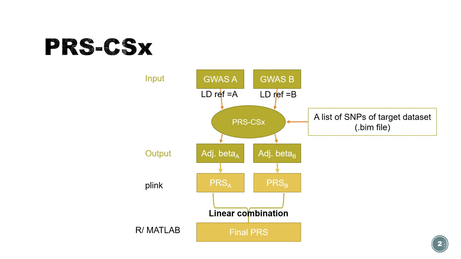Next, you calculate the PRS of your target sample based on each set of the adjusted effect size. Usually, this is done by PLINK. Finally, you linearly combine the PRS from different population GWAS using software like R or MATLAB and predict the phenotype with the final resulting PRS. You can also add more GWAS so that hopefully you can have a better result.